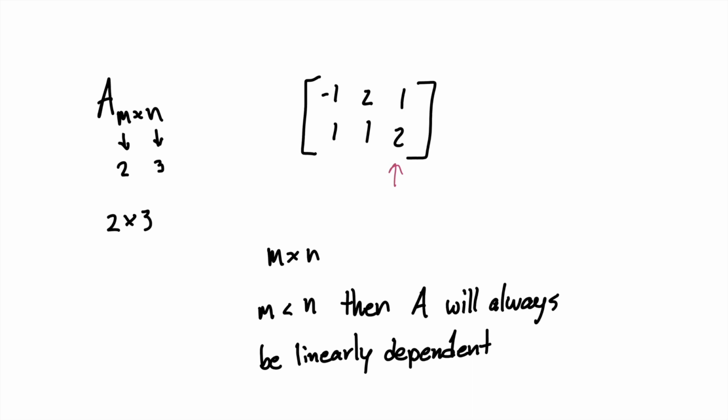And that's true not only for 2 by 3 matrices, but it could be a 1 by 2, a 2 by 4, 3 by 4. Anywhere the amount of rows is less than the amount of columns, the matrix will always be linearly dependent.